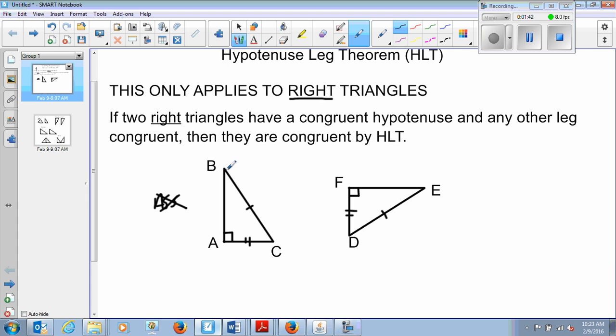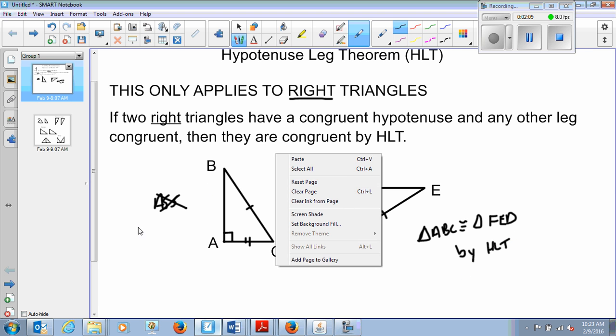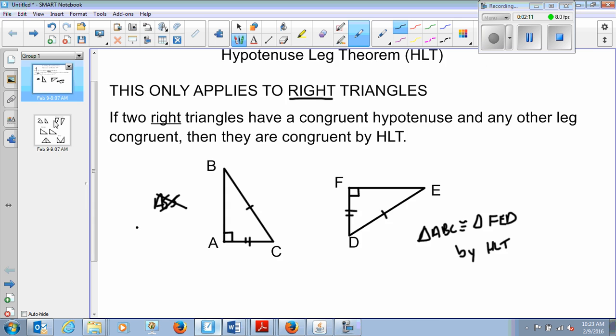With a right triangle, if the hypotenuse is congruent and any other leg, then these two triangles are congruent. So we would say triangle ABC is congruent to triangle FED, and my reasoning would be by the hypotenuse leg theorem. Okay, HLT for the abbreviation. Let's look at some more examples.